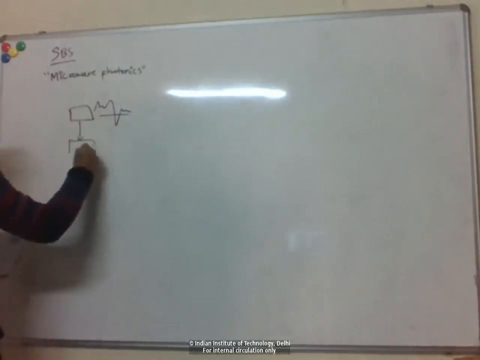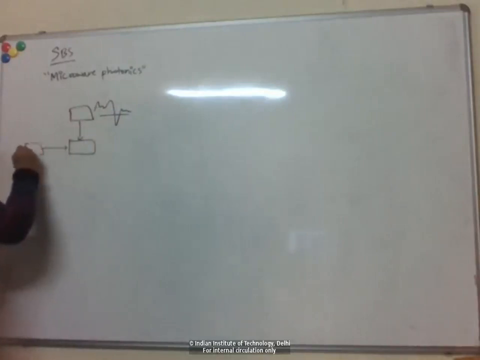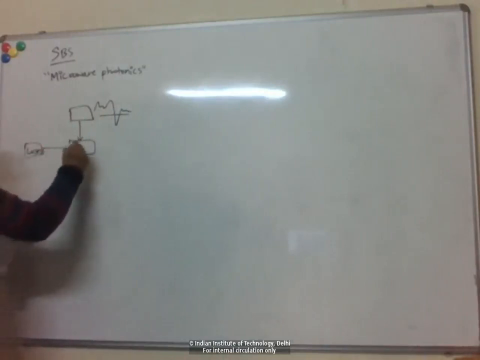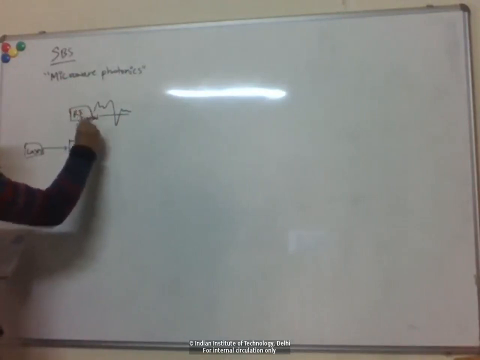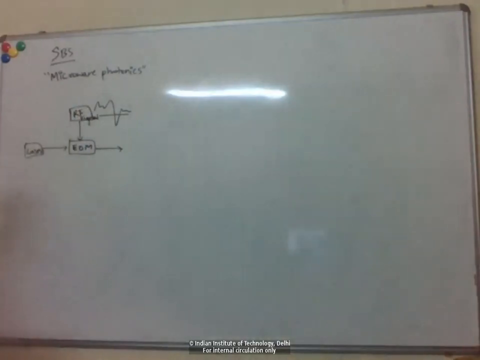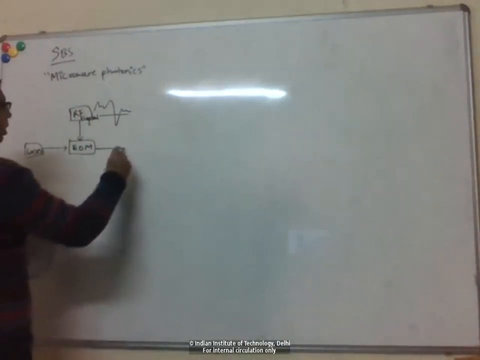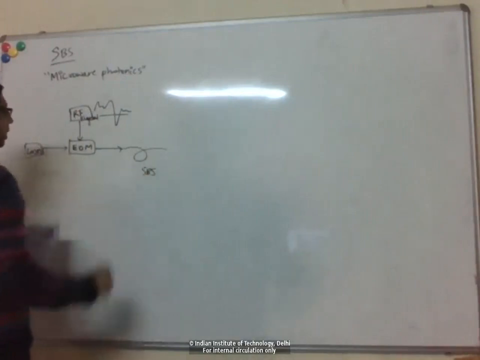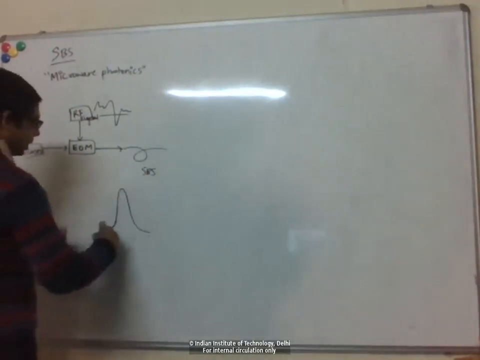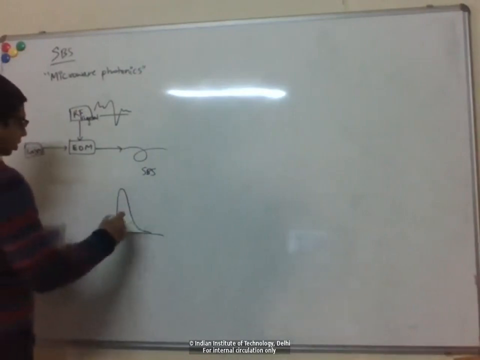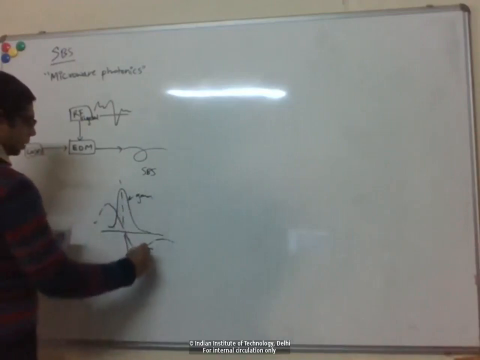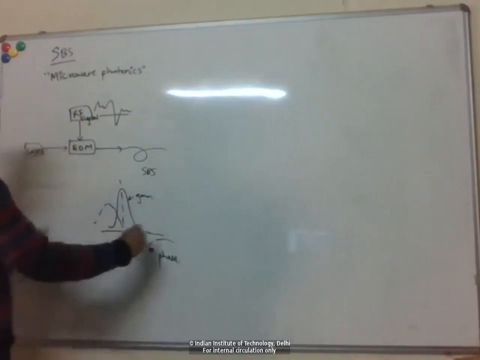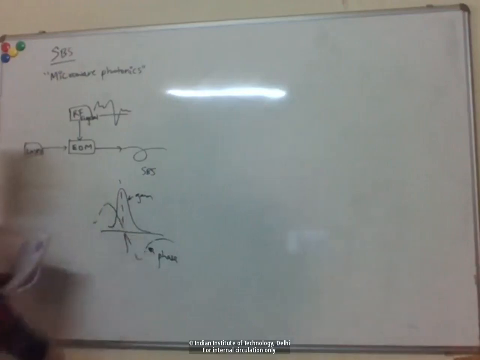you use an electro-optic modulator and then you put it onto your optical carrier, right? And then you do SBS in some fiber, and we saw that SBS gives some gain response like that. Along with this, there's also some phase response. So this is the gain or amplitude response, and then there's a frequency-dependent phase.